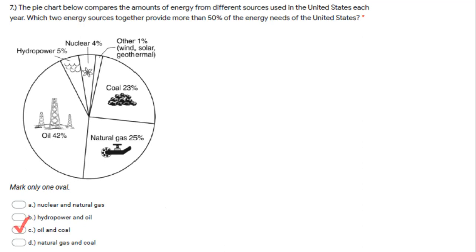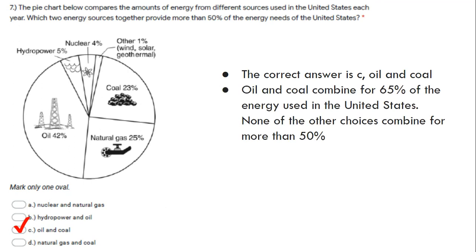Right, so the only two pieces of the pie chart that add up to more than 50% that are listed in our choices are oil and coal. So oil and coal combine for 65% of the energy used in the United States. None of the other choices combine for more than 50. Now, oil and natural gas would be the greatest amount of energy if we were to combine any two pieces of the pie chart, but we have to look at the combination of the two energy resources that they gave us in our choices below. So oil and coal is going to supply the greatest amount of energy compared to all the other choices given.